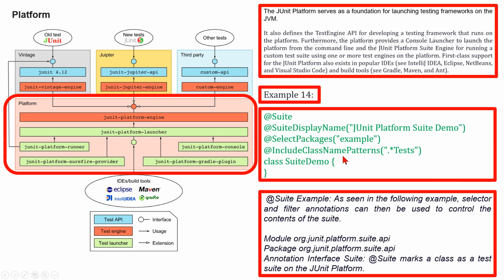Annotation interface @Suite in package org.junit.platform.suite.api in module org.junit.platform.suite.api. @Suite marks a class as a test suite on the JUnit platform. By annotating a class with @Suite, it is marked as a test suite on the JUnit platform. As seen in the following example, select and filter annotations can be used to control the contents of the suite.